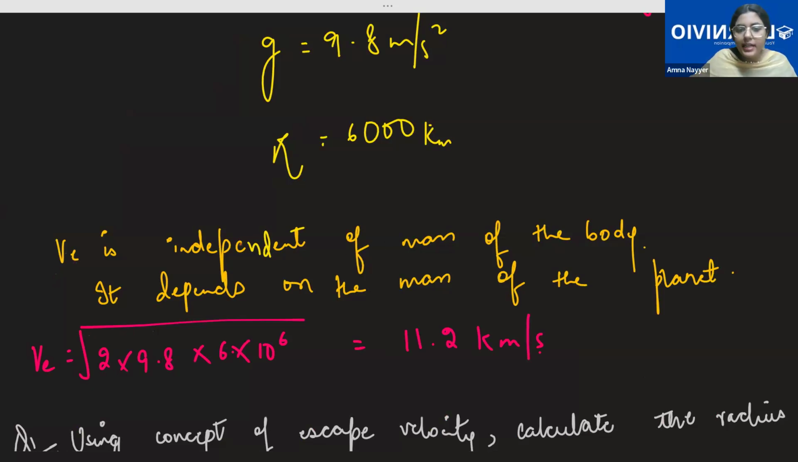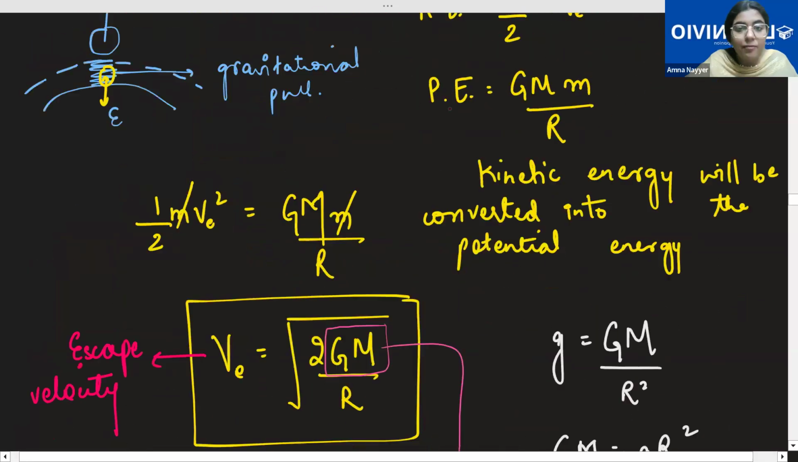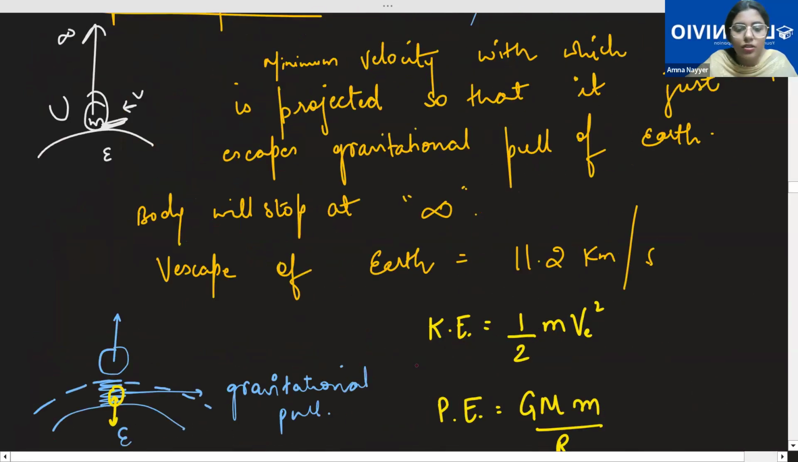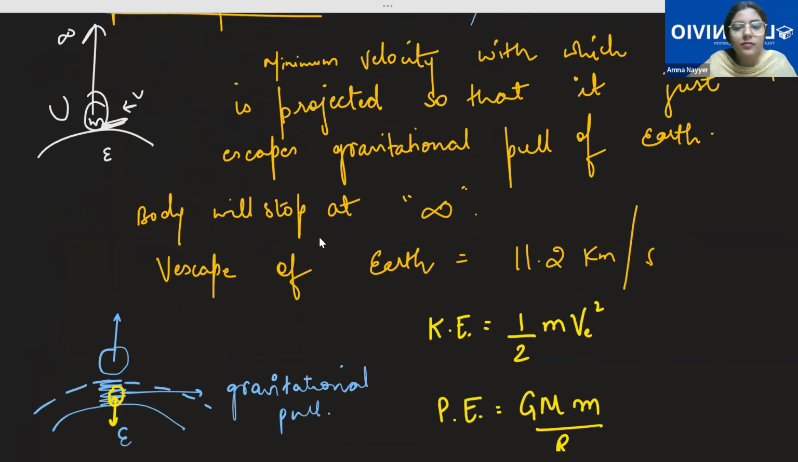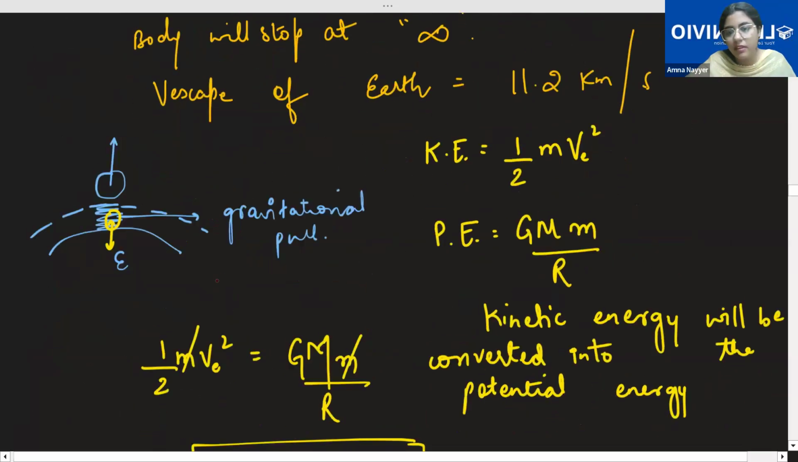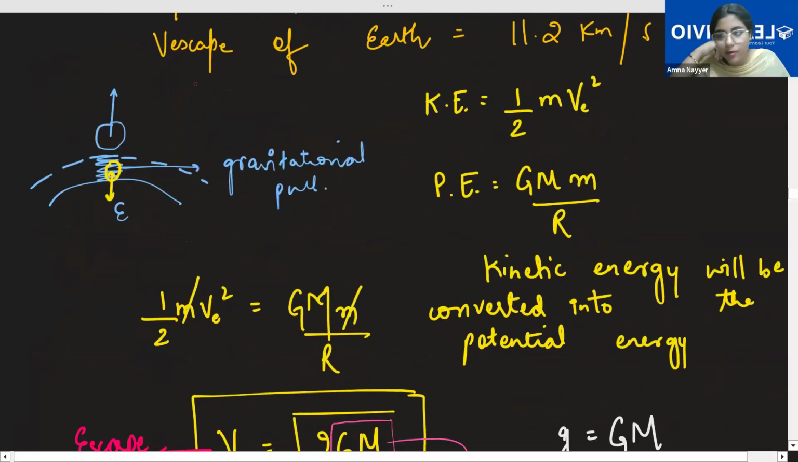Remember, escape velocity is independent of the mass of the body and it depends on the mass of the planet, because in the formula, small m isn't present. That is the mass of the body. Capital M is present. That is the mass of the respective planet. So what is escape velocity? Have you all understood? Yes, ma'am. Okay, Aisha, explain to me, what did you understand? Everything is there in front of you. What is escape velocity? What did you understand from this, Aisha?